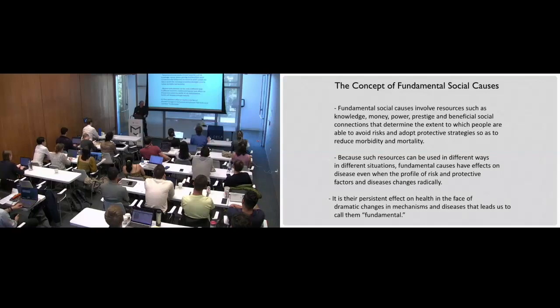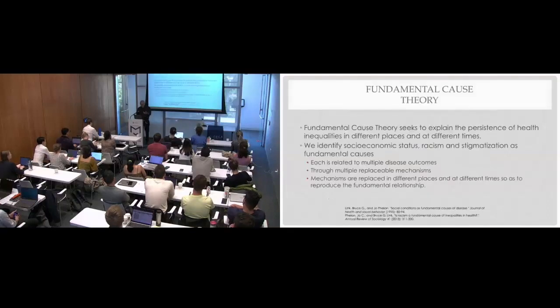And then this is the important part. Because such resources can be used in different ways, in different situations, fundamental causes have effects on disease even when the profile of risk and protective factors changes radically. It's their persistent effect on health in the face of dramatic changes in mechanisms and diseases that leads us to call them fundamental. So fundamental cause theory seeks to explain this persistence of health inequalities in different places and different times. We identify socioeconomic status, which I'm going to focus on today, racism and stigmatization as fundamental causes.